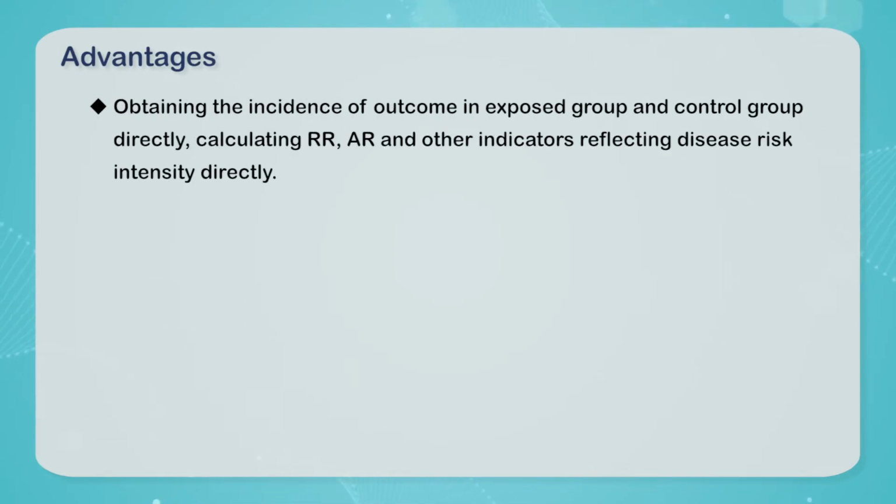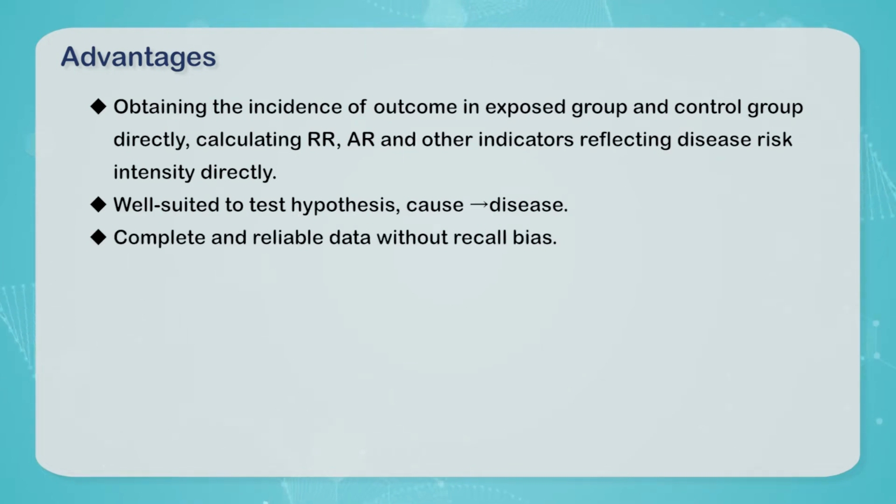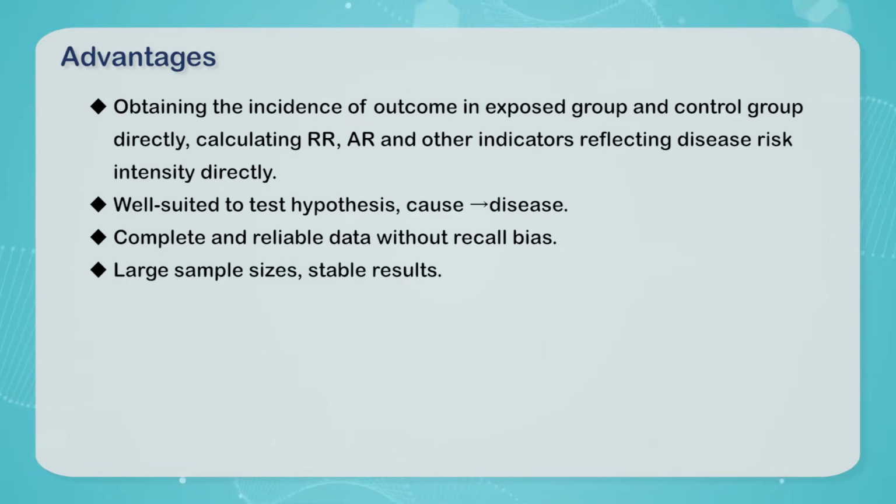Cohort studies have several advantages. The outcome rates of the exposure group and the control group can be obtained directly, and the RR and AR can be calculated directly. The ability to test the hypothesis is stronger because the exposure occurred before the outcome. The data collected are complete and reliable, and there is no memory bias. The sample size is usually large, and the results are relatively stable.